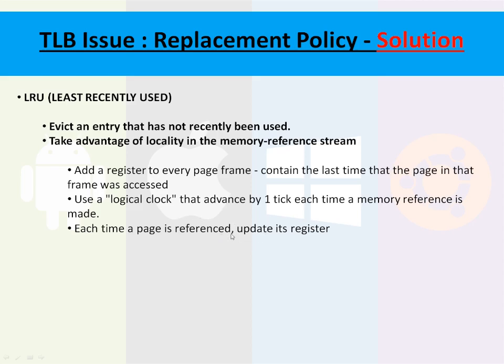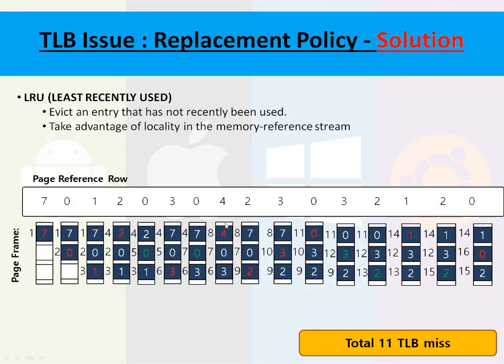Again, if you're a little bit confused, the example I'm going to do now should help. Here we have some page references. I'm going to reference page 7, then 0, then 1, then 2, etc., all the way to the end. Here we're going to look at how our page frame changes over time, and we're going to apply our LRU replacement policy to these page frames, to our TLB, which is basically this column here, to see how it changes.